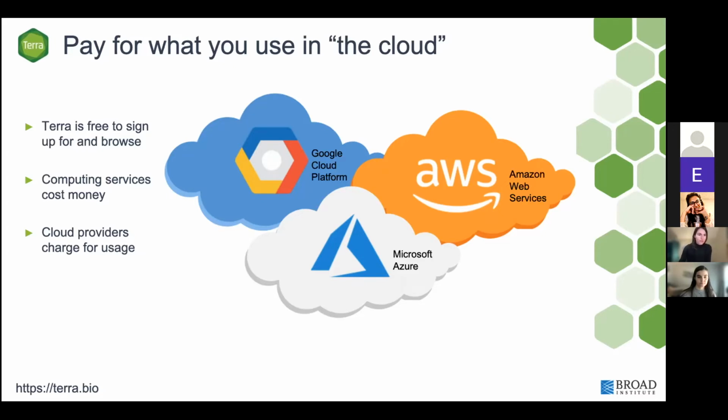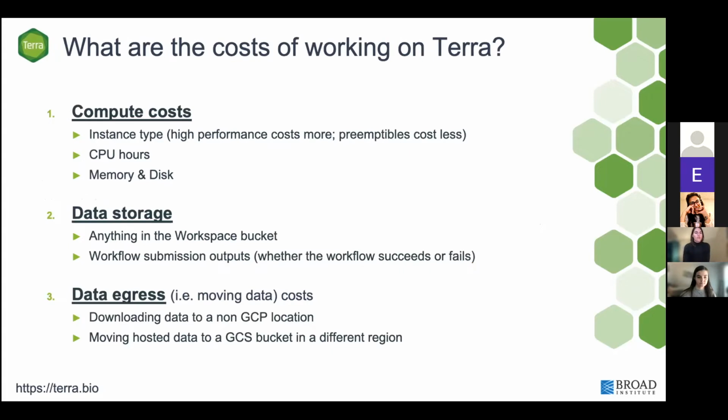So let's go ahead and view the three main ways that the cloud vendors charge for their services. All right, so these are the three main ways. We have compute costs, data storage, and data egress. We saw a little bit of the data storage and data egress in the platform tour with the Google bucket. Having a workspace that has a Google bucket means that you can put files into your Google bucket as maybe input files to your analyses.